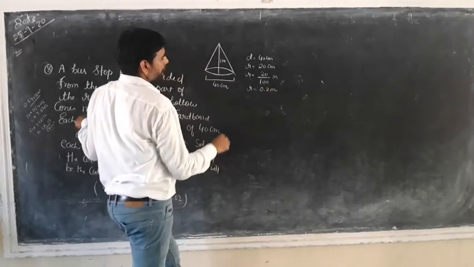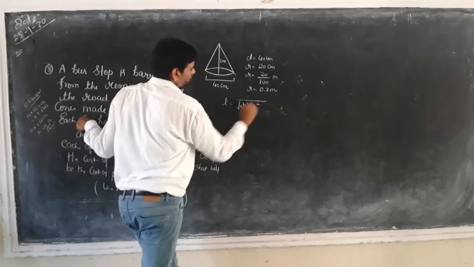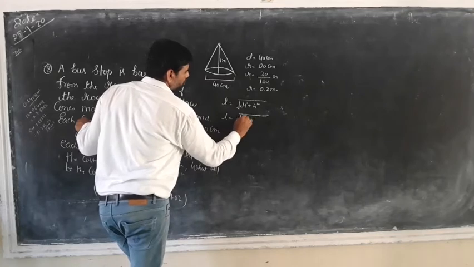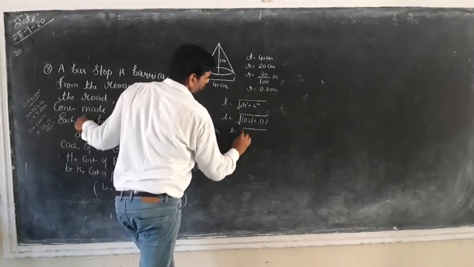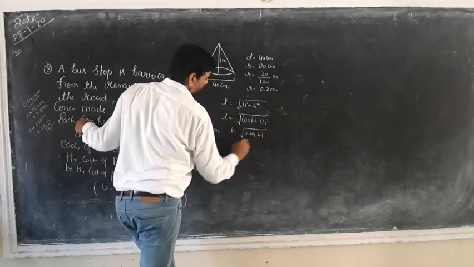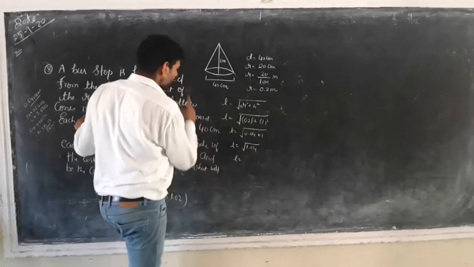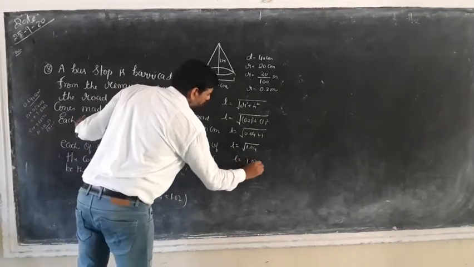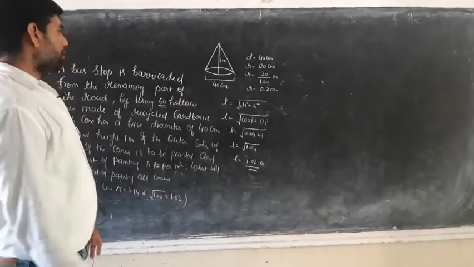First we find the slant height. So L is equal to under root r square plus h square. So L is equal to root of r, which is 0.2 square, plus height, which is 1 square. L is equal to root of 0.04 plus 1, which is 1.04. So in the given question, the slant height is root 1.04, which is approximately 1.02 meter. First we find the slant height of the cone.